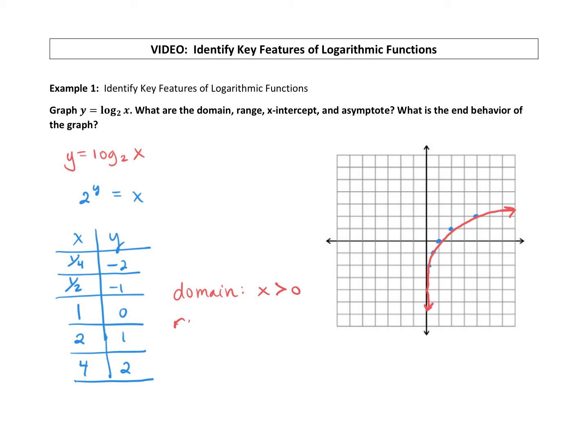All right, so our range. The range is the output, or the y values. Our y value is our exponent this time. Can we raise 2 to any power? Can we raise it to negative exponents, to 0, to positive exponents? And we actually did that right here. There are no restrictions on your range, so it's going to be all real numbers.